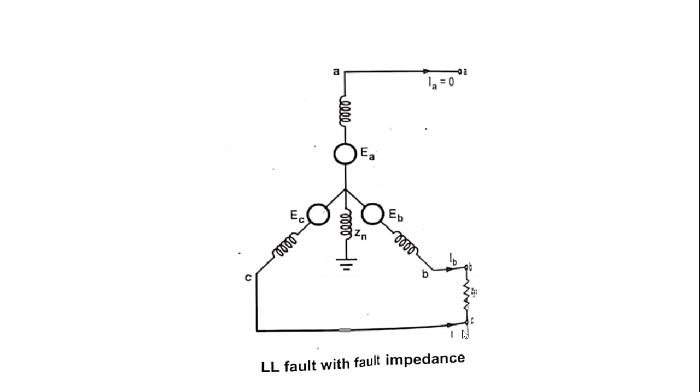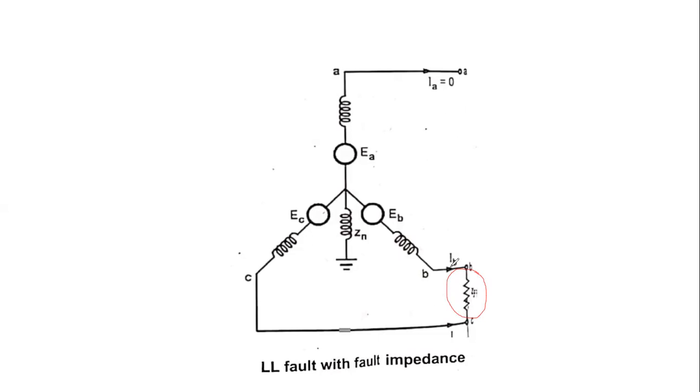Between the B and the C phase, we are connecting the impedance, that is the fault impedance ZF. When the fault impedance is connected between the B phase and the C phase, what is the fault current formula? That will all be derived.